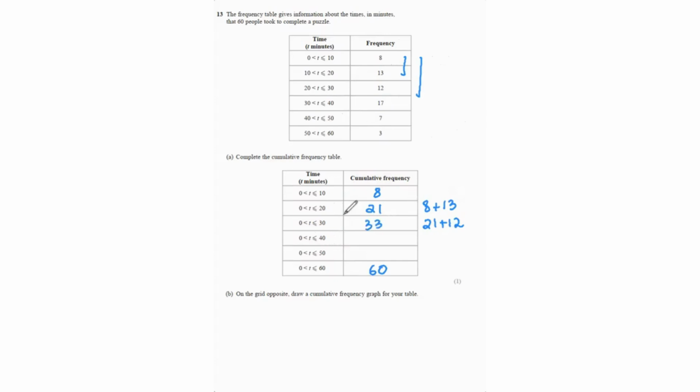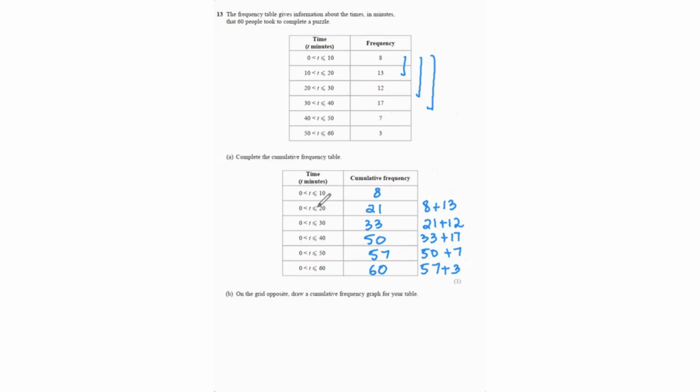Then it's 0 to 40. So again, all of this. So to 33, we add 17. That equals 50. Then from 0 to 50, we add 7 to 50. So that's 57. And lastly, 57 plus 3, which is 60. So simple as that. You just need to keep on adding each consecutive frequency.